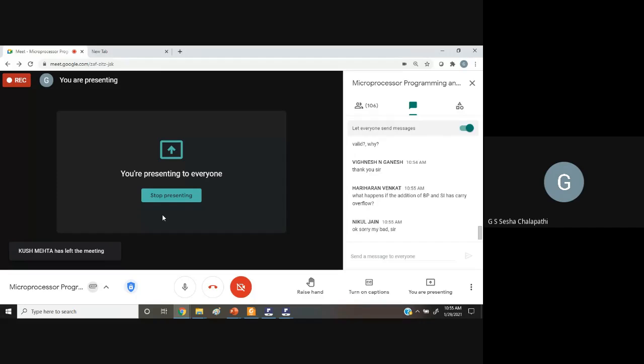What happens if the addition of BP and SI has an overflow? That overflow will be neglected. That overflow will be a special case. We have to look at it as a special case.